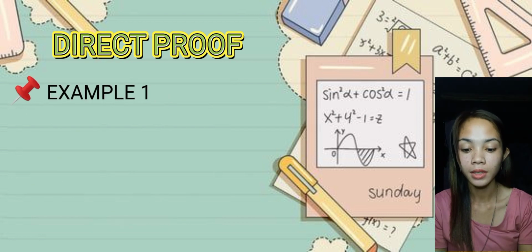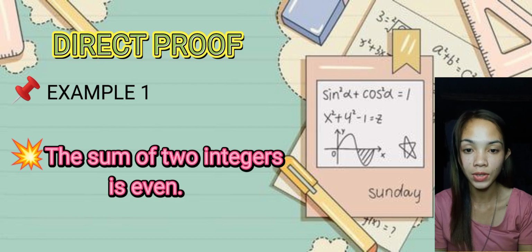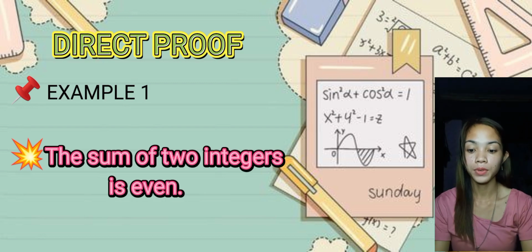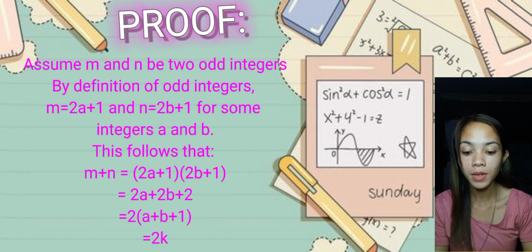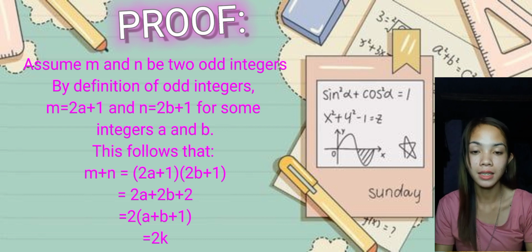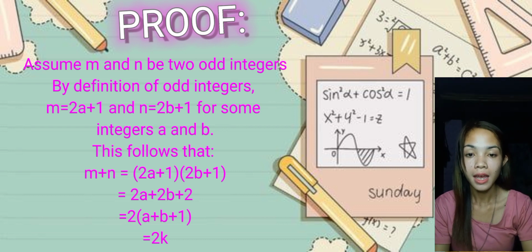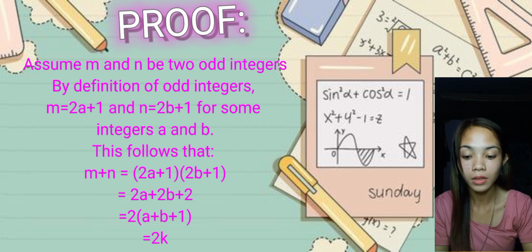Example number 1. The sum of two odd integers is even. Proof. Assume m and n are two odd integers. By definition of odd integers, m is equal to 2a plus 1 and n is equal to 2b plus 1 for some integers a and b. It follows that m plus n is equal to 2a plus 1 plus 2b plus 1. If we add these, we come up with 2a plus 2b plus 2.